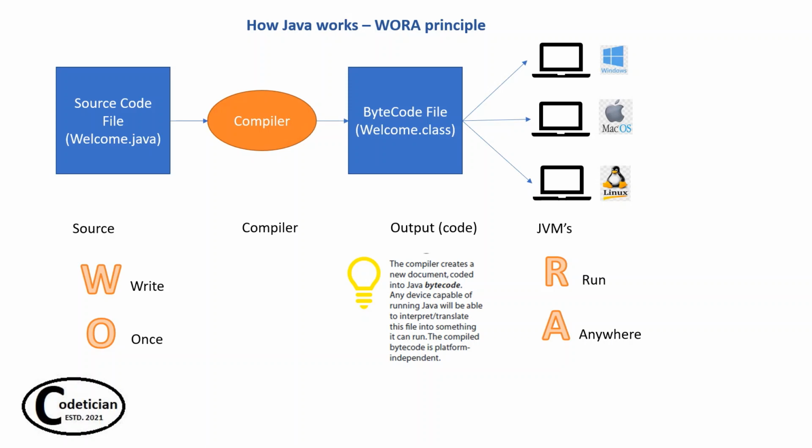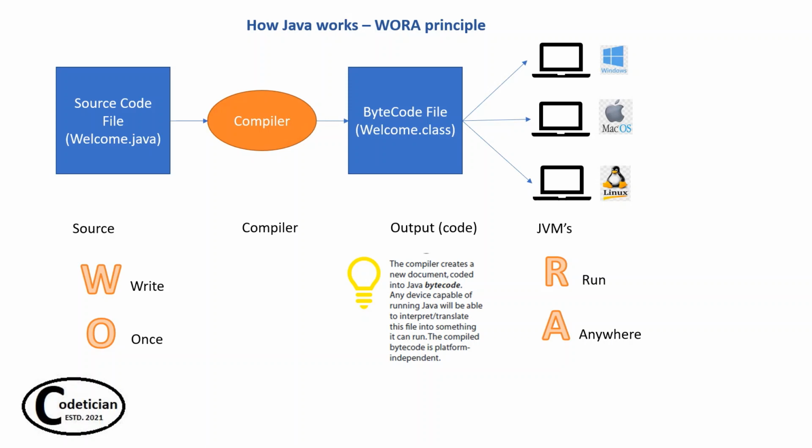But how can this be achieved? How can I write one source code, suppose on a Windows machine, and it should be possible to execute this code on Linux, Windows, or let's say a Mac machine? This is achieved by bytecode, which is a dot class file.